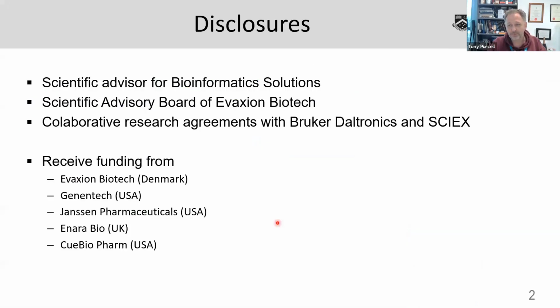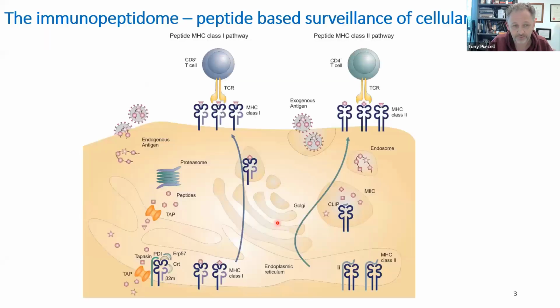But first, I thought I'd better do some disclosures. As Catherine's just told you, I'm the scientific advisor for Bioinformatics Solutions, and obviously that's the main disclosure I need to make for this talk. I'm on the scientific advisory board of Vaccine Biotech, who use AI to design vaccines and heavily use immunopeptidomics data in that respect. I've also had collaborative research agreements with Bruker Daltonics and SCIEX, and I'll be showing you some data from 2 relatively new platforms from both of those vendors today. And we get a little bit of funding from a few companies, which isn't particularly relevant for the talk today.